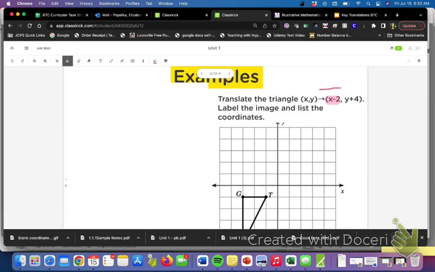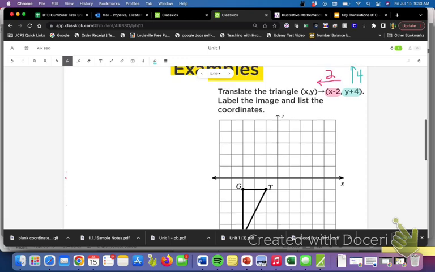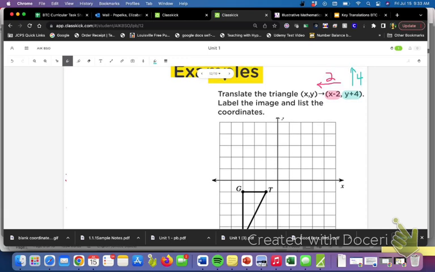So what this is telling you to do is to translate this triangle and to move it 2 units to the left because it says x minus 2. And the more negative numbers are to the left. Then because it says y plus 4, and because we know that the positive numbers are up above the origin on the y-axis, that is telling us we're going to go up 4. So because it's x minus 2, we're going to translate this 2 units to the left. And then because it's y plus 4, we're going to translate it 4 units up.